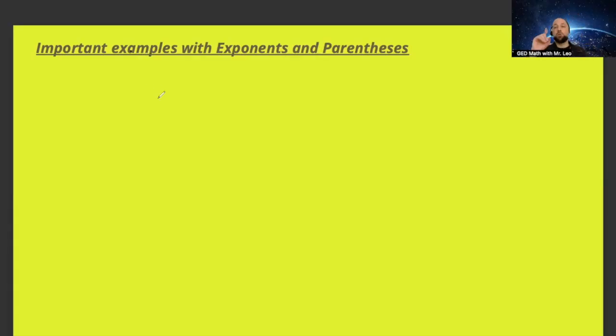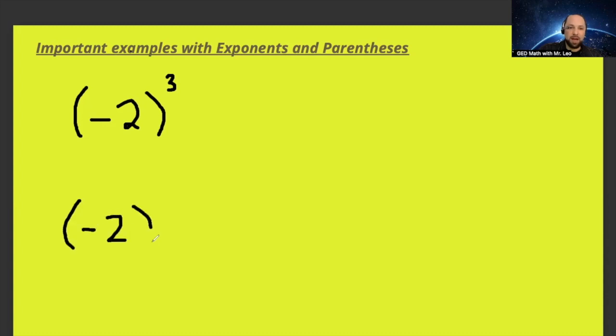All right, I have some important examples with exponents and parentheses I need to show you. So check this out right here. What if I had -2 to the third power? And then what if I had -2 to the fourth power? What would be going on here? We'll study these more in depth in a different video, but I want to show you how negatives play into this stuff. Okay, the definition of an exponent is we're going to multiply whatever's inside the parentheses by itself.